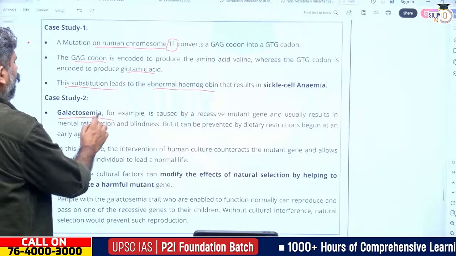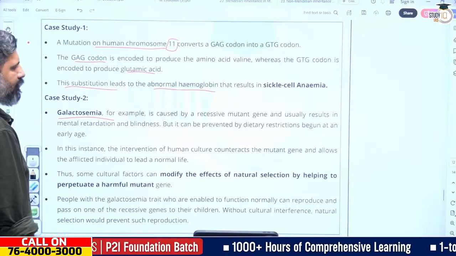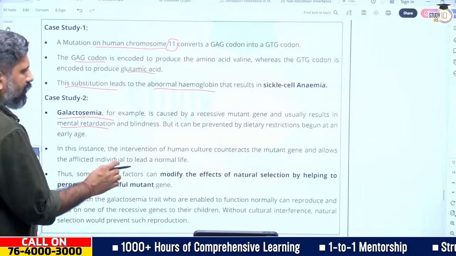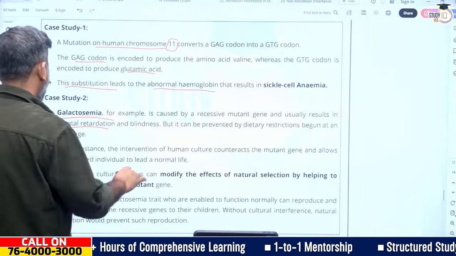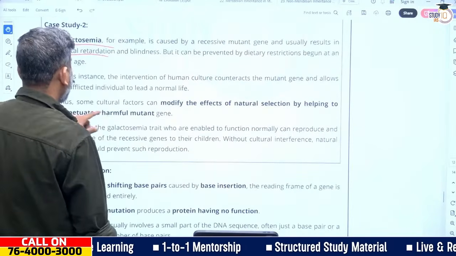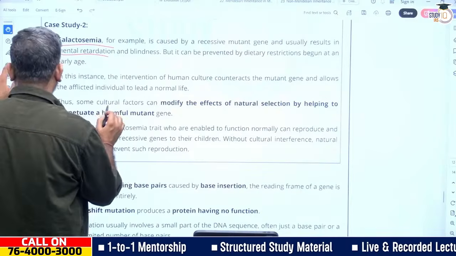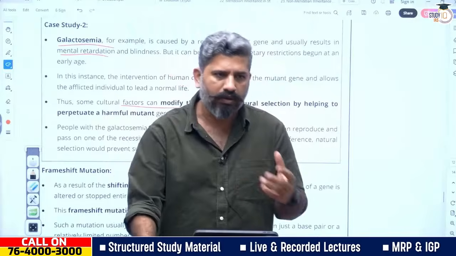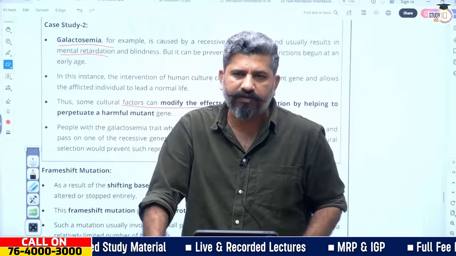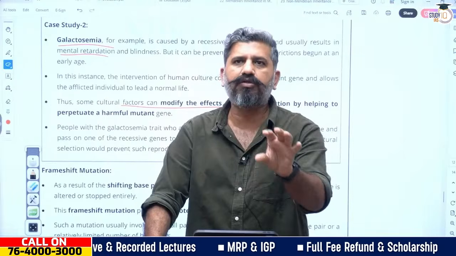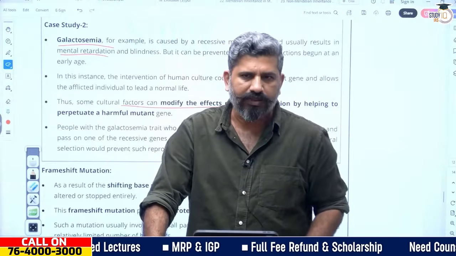Similarly, galactosemia is caused by a recessive mutant gene and usually results in mental retardation and blindness, but it can be prevented by dietary restrictions begun at an early age. In this instance, what happens? The intervention of human life, some cultural factors, can modify. Genetic changes are actually not the final word on what is going to be manifested. Genes actually provide the broad limitation, and then cultural interventions can also bring about some sort of changes.